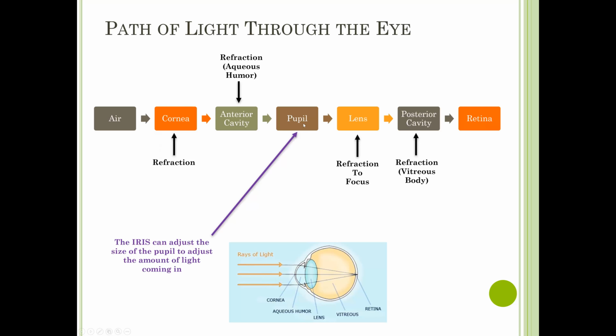Note that the iris can adjust the size of the pupil to adjust the amount of light coming in. So if the pupil dilates, it allows more light to come in. If the pupil constricts, it allows less light to come in. And note that the ciliary body is what is actually adjusting the shape of the lens to help with the focusing process.